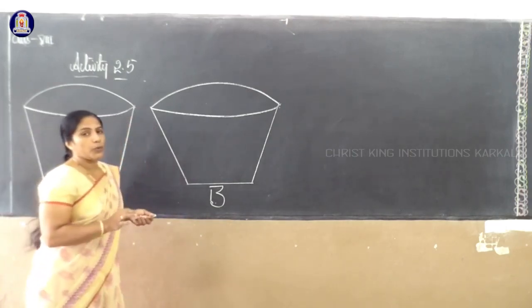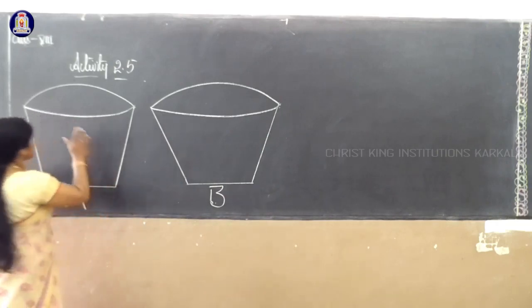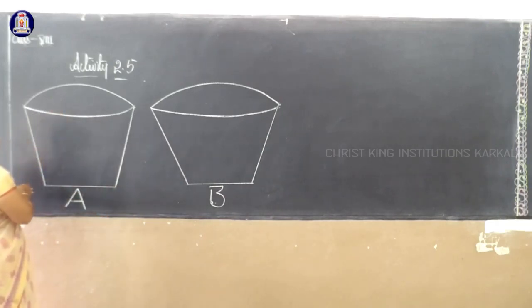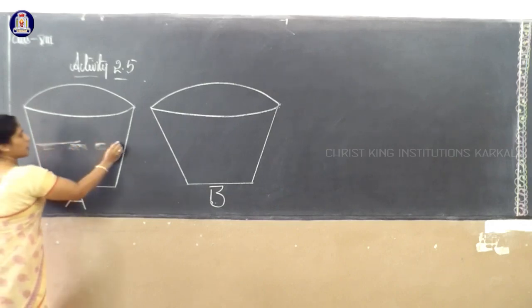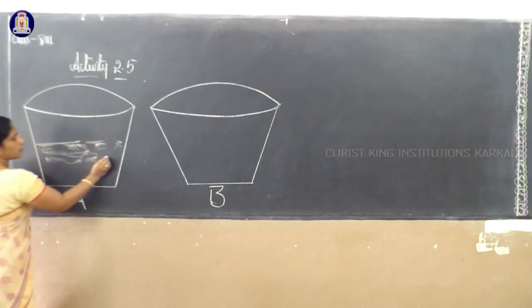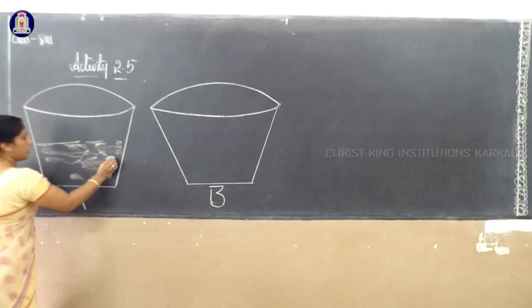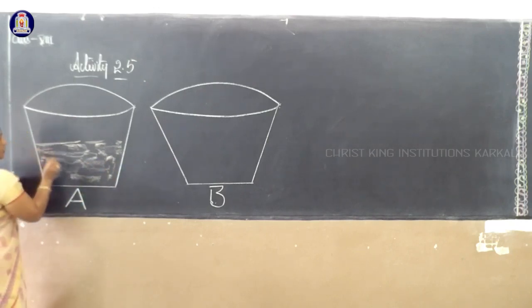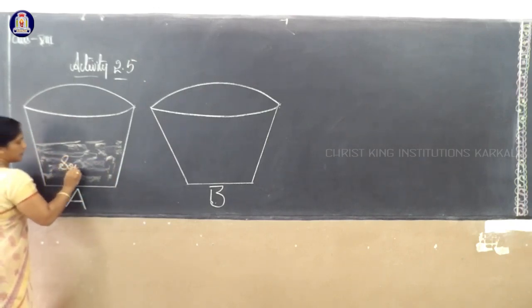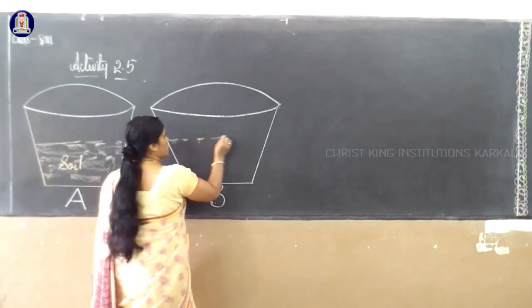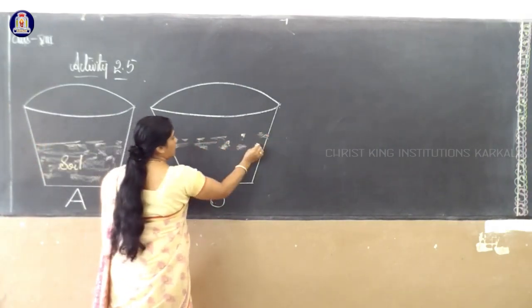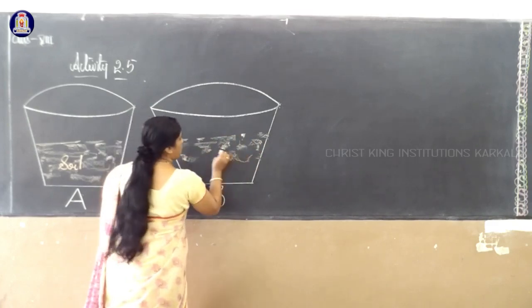So now what do we have to do? In the first pot, fill the soil, till half or more than half. You have to fill soil. What about pot B? Again, here also half of the pot will be filled with soil.